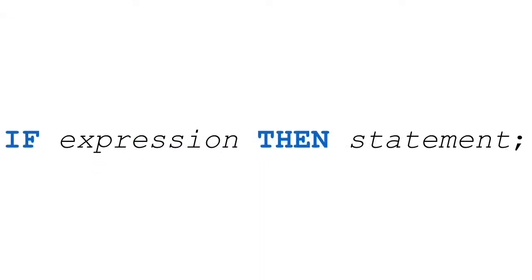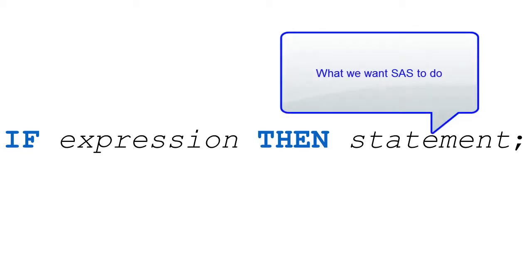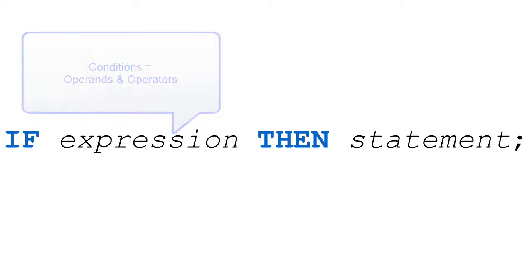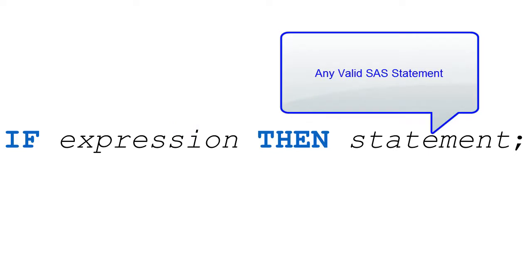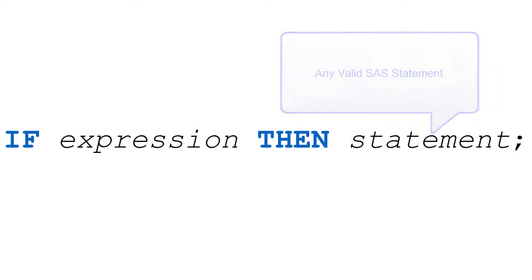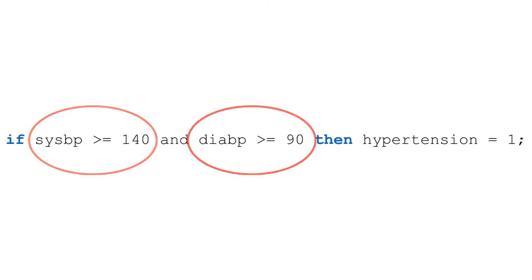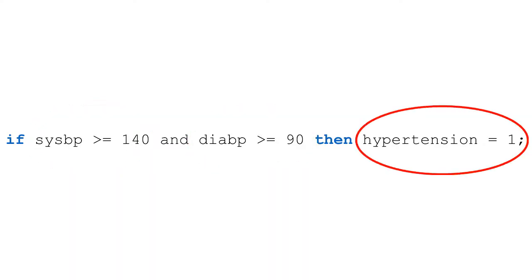More generally, the if-then statement can be written in this way. The if-then statement executes a SAS statement for observations that meet certain conditions. In the if-then statement, the expression is a sequence of operands and operators. They define a condition for selecting observations. The statement after the keyword then can be any executable SAS statement, such as the assignment statement. In this example, the expression tests the values of two variables, systolic blood pressure and diastolic blood pressure. The statement after the keyword then assigns a value to the variable hypertension.